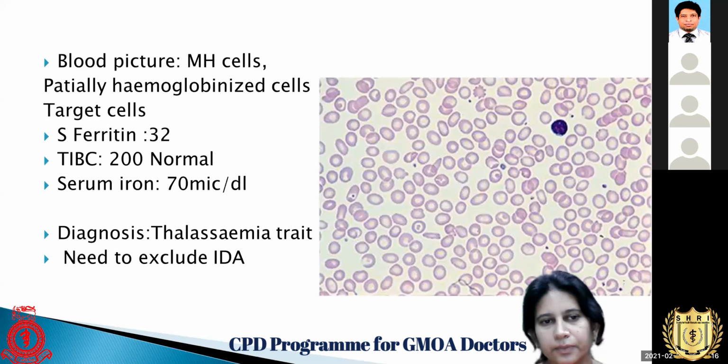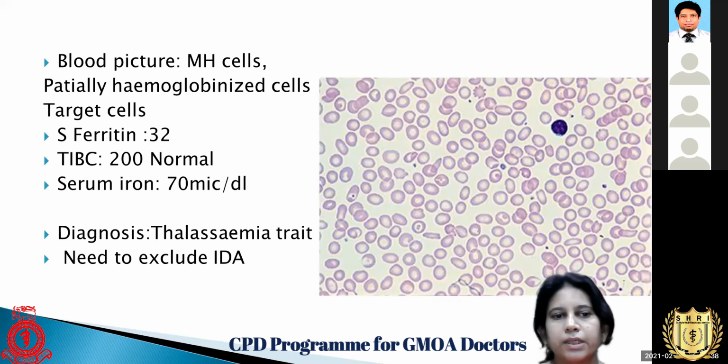So blood picture was reported as microcytic hypochromic blood picture, and there are target cells, partially hemoglobinized cells, and few pencil cells. When you see serum ferritin, it's on the low side, 32. Usually we diagnose iron deficiency if the serum ferritin is below 30, but between 30 to 50, we consider this as low. And TIBC normal, serum iron normal.